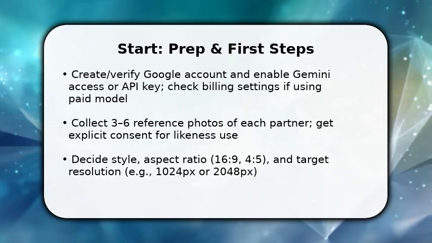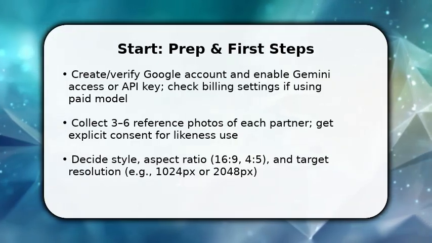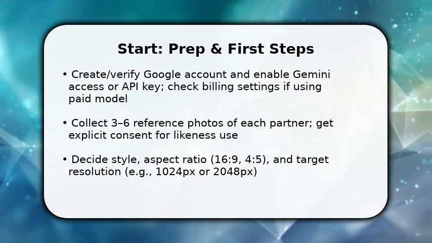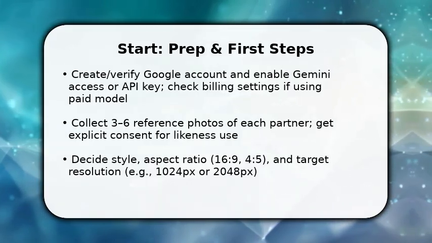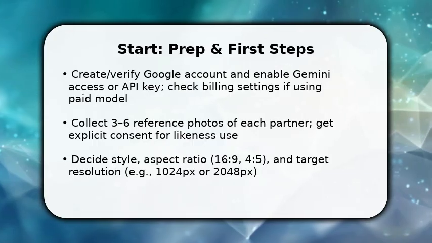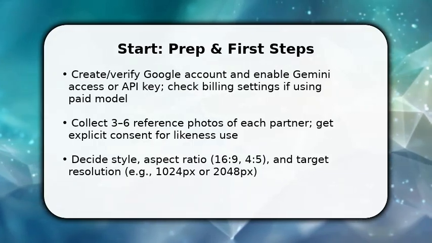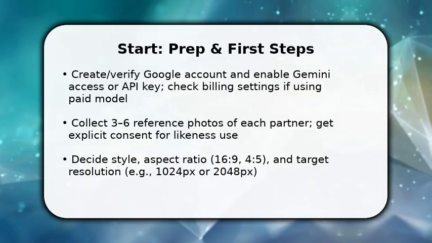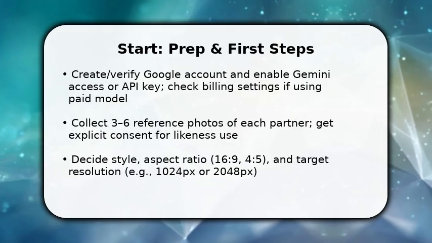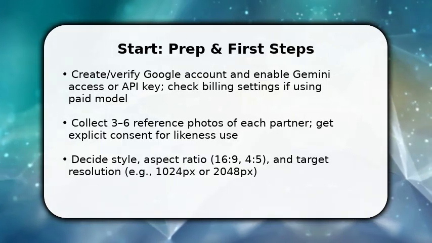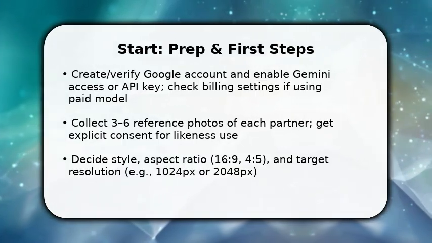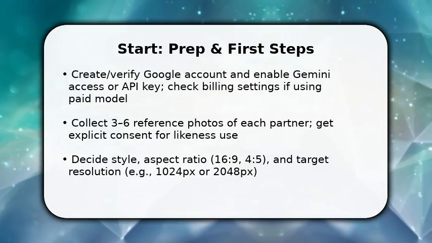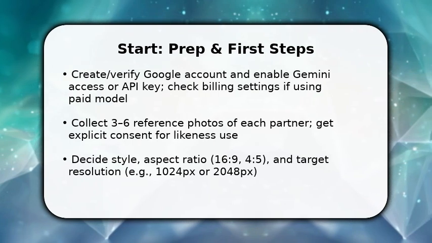You begin by preparing essentials: an enabled Gemini account or API key, and clear consent from your partner. Once done, gather 3 to 6 reference photos that show varied expressions and angles so the model understands each face. Make sure you choose a style and aspect ratio up front, for example 4:5 for portraits or 16:9 for landscapes, and pick a target resolution like 1024 or 2048 px.